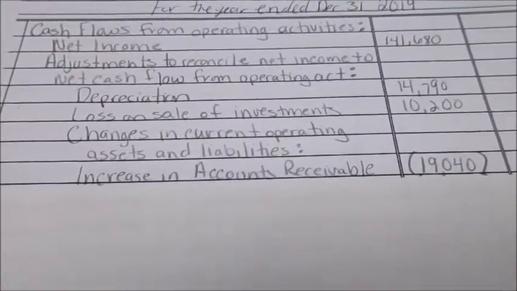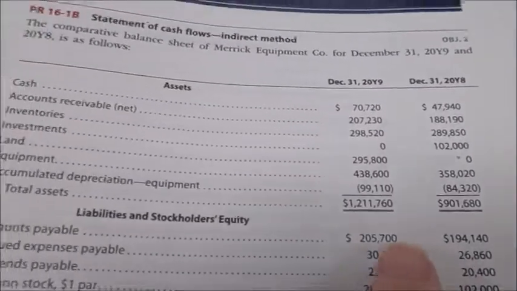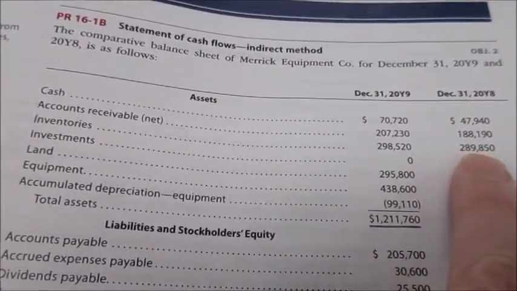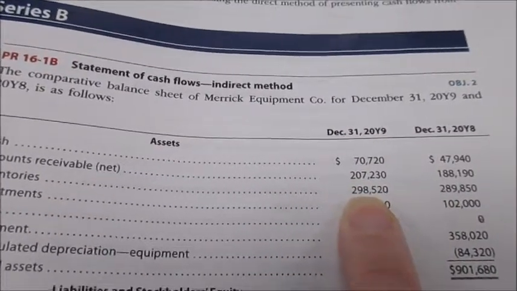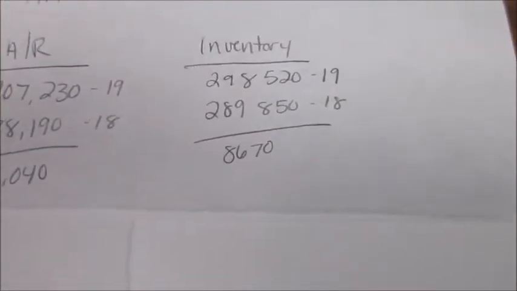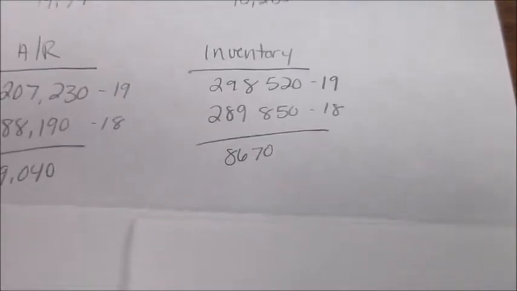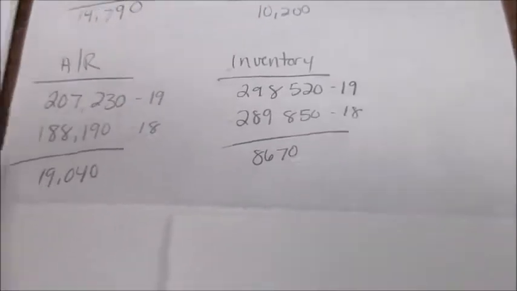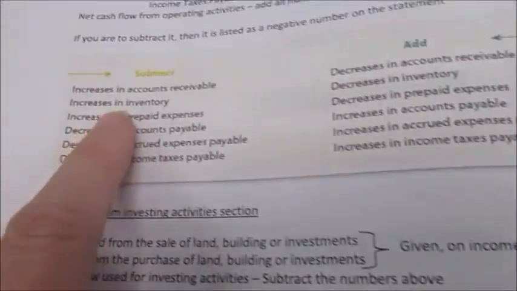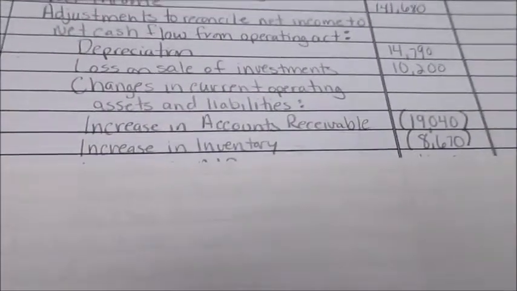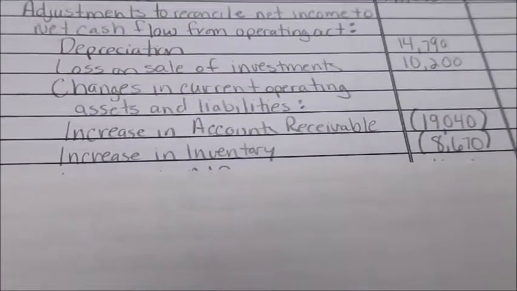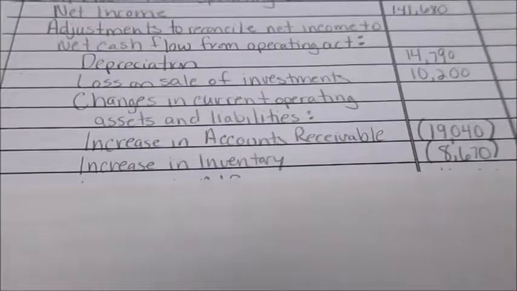The next change we're looking at is inventory. Our textbook tells us that we started with an inventory of $289,850 and ended with $298,520. So again, we had an increase in inventory. Scratch paper tells us by how much: an increase of $8,670. Our note sheet tells us that if we have an increase in inventory, we're going to subtract it from our statement of cash flows. Increase in inventory, $8,670 in parentheses because we need to subtract it.